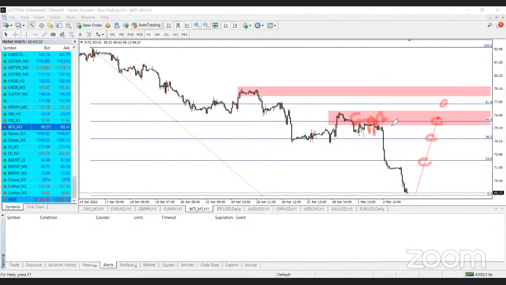We mark this area as our area of supply. It has confluence with the 50 fib marker. So this will be a fantastic, I repeat, it will be a fantastic area to look for sell opportunities where you have maybe a chart pattern. It could be head and shoulders here, it could be a wedge, or it could be a flag pennant, or whatever the case may be.